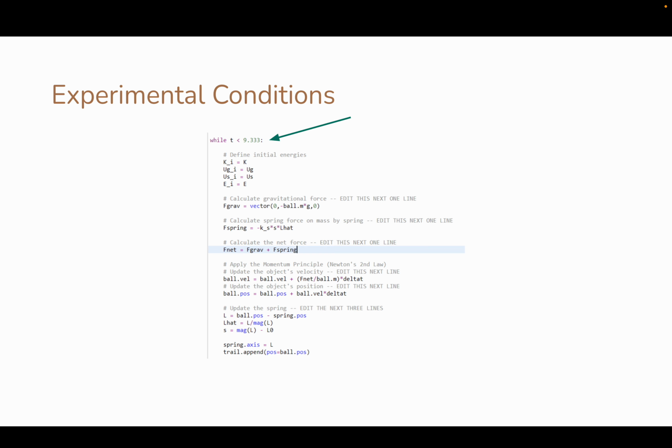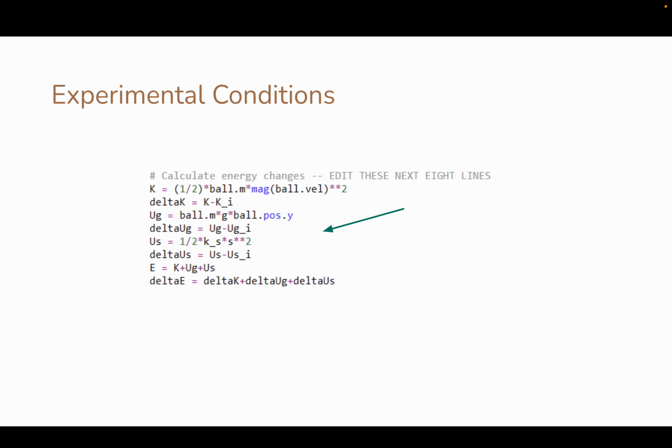Inside the main loop, the code calculates the gravitational force as a downward vector equal to m times g, and the spring force using Hooke's law, as you can see here, negative k times the unit vector along the spring. Then the net force updates the velocity via the momentum principle, and the position updates from that new velocity. The spring vector L, the unit vector L hat, and the stretch S are all recalculated at each step. Energy values, kinetic, gravitational, and potential, are tracked throughout, as you can see at the top.